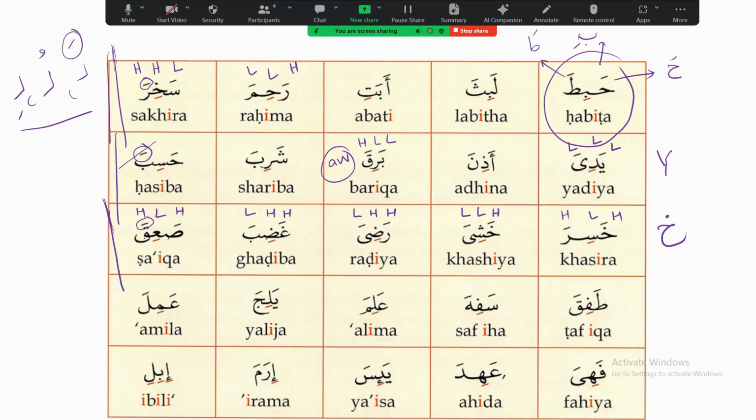Sa'iqa. The sad sound should not be like the light seen sound. I'm not saying sa. This is sa. I is light. Sa'iqa. Qaf is heavy. I'm not saying ka, the light one. Rather, this is qa. Sa'iqa. Okay. The next row, sisters, who is going to try this one now?